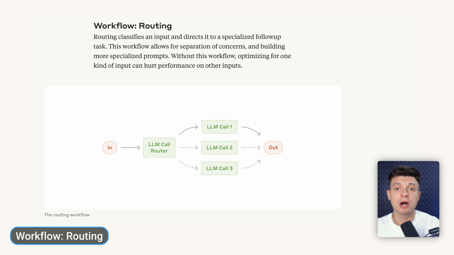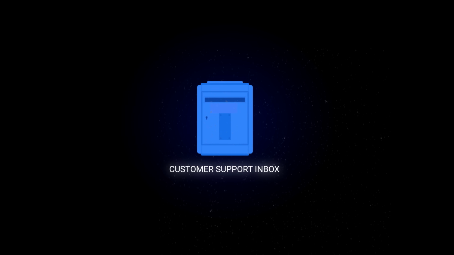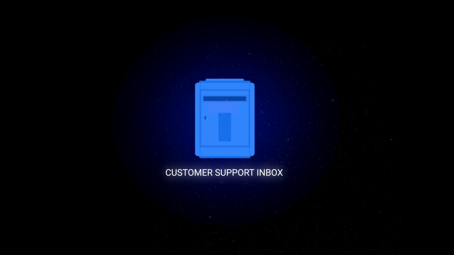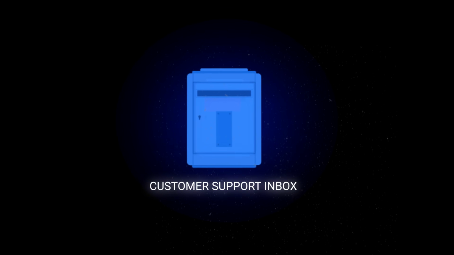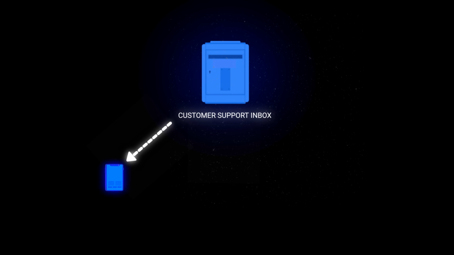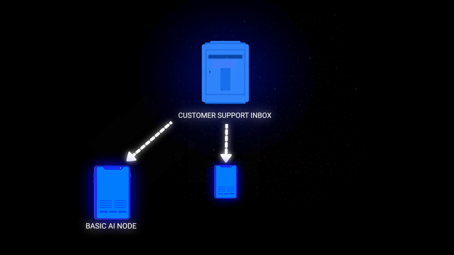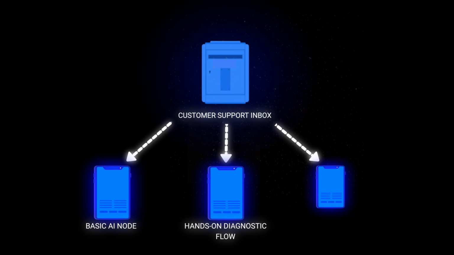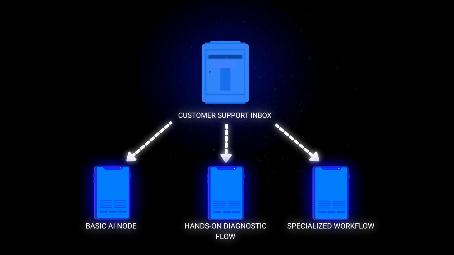And usually you'd use routing when you're dealing with different types of inputs and each need their own kind of handling. Let's say you've got a customer support inbox full of all kinds of emails: general questions, refund requests, technical issues, you name it. With a routing step in place, you can automatically send each type of message to the right workflow. Maybe general FAQs go to a basic AI node, refunds would go to a more specialized one, and tech support gets routed to a more hands-on diagnostic flow.